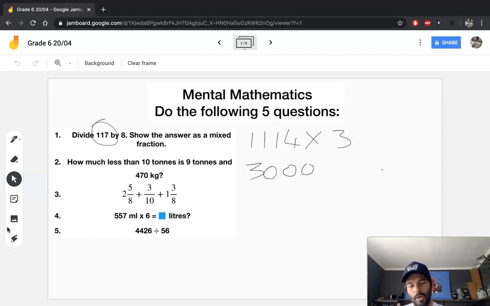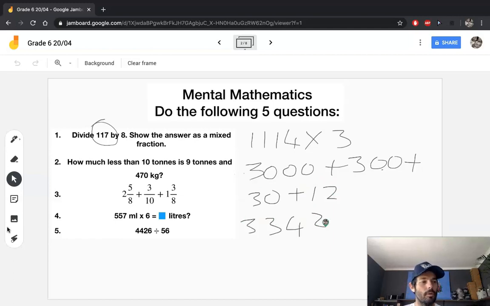100 times 3 is 300. 10 times 3 is 30. And 4 times 3 is 12. And if you put them together, you get 3,342. Okay, that's milliliters. The answer needs to be in liters. Okay, so you just need to be aware of what they ask you to put the answer in, because if you had left it in milliliters, then it's quite possible you would have lost out on a mark.